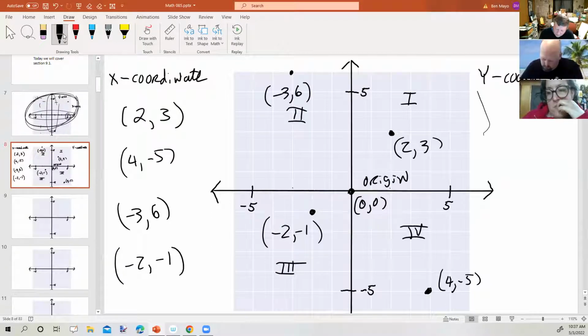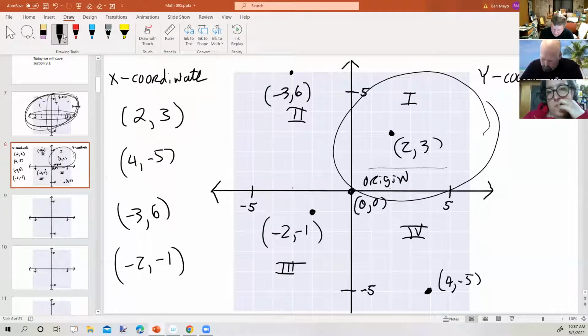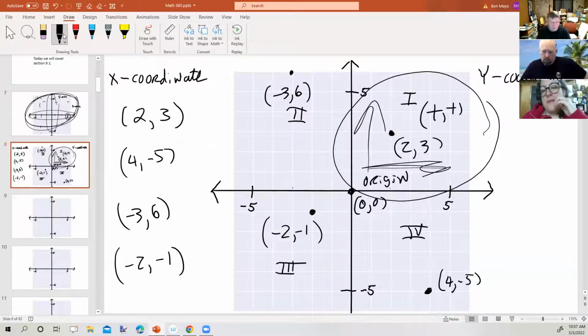Also, take a look at quadrant 1. Can you see in quadrant 1, all the X values are positive and all the Y values are positive? So all your ordered pairs would have positive X and Y coordinates.